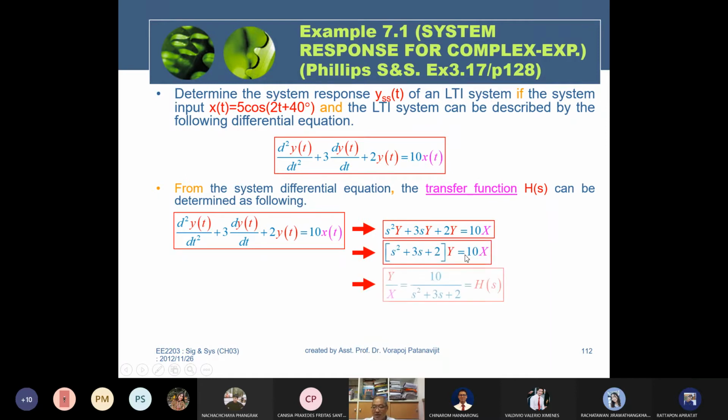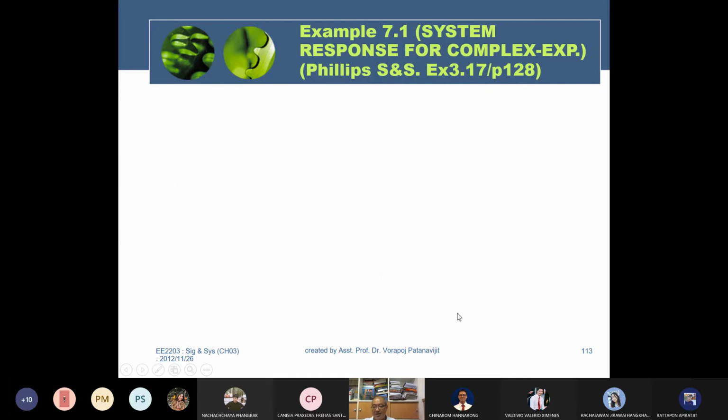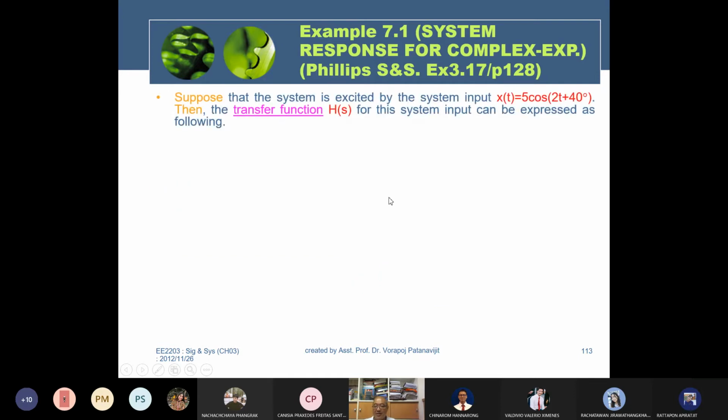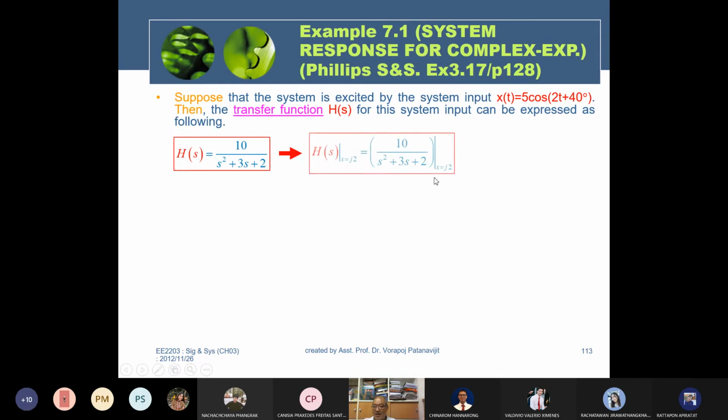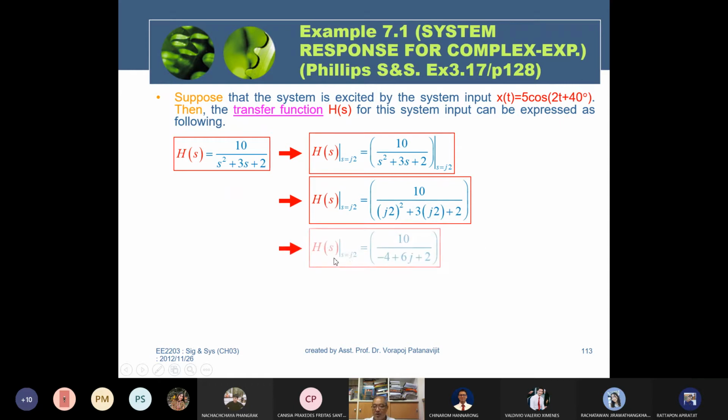You can find the system function by using the Laplace transform, which we will use later, or write it from the characteristic equation you get here. Suppose that the system is excited by this input x(t) = cos theta. In this case, you can see that s equals j2. Substitute j2 in the system function, and you will get the response at that frequency.